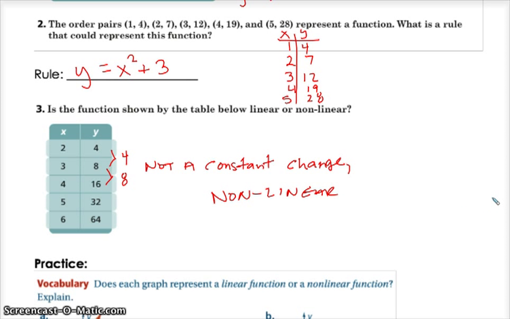All right. If you think you need a little bit more practice, you could skip down to the problems below and see if they are linear or nonlinear functions and work on finding some patterns. If not, come to class ready to work.